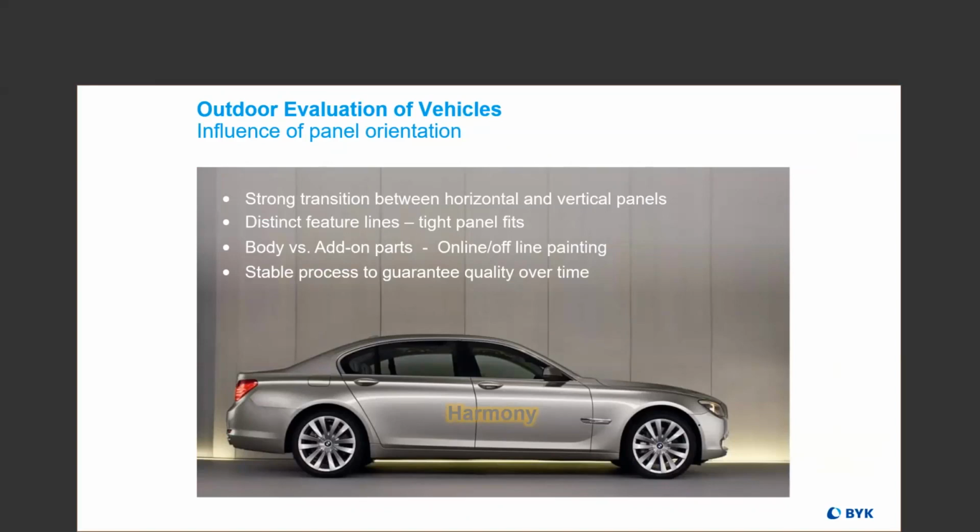Another thing to think about is the body versus add-on parts. Of course, we have the body and we have add-on parts that are often fabricated in different locations, painted in different locations, by different companies a lot of the time, sometimes even using different paint systems. So it's important that when that comes together, they all match, and not just at one angle, but at all angles. And so you need a stable process to guarantee quality over time.